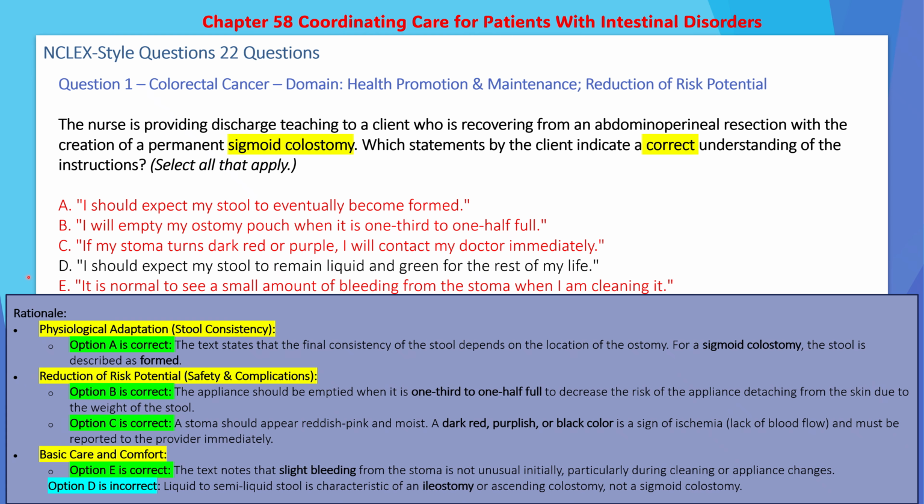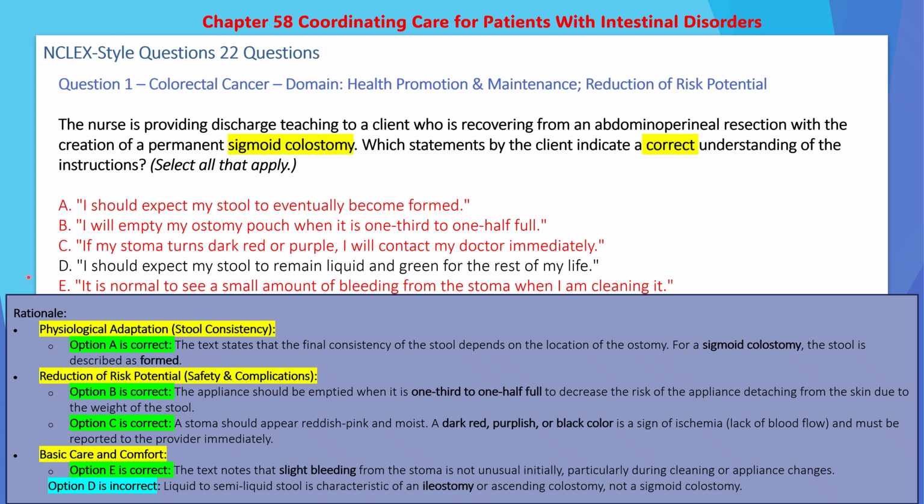And the rationale why option A is correct. The text states that the final consistency of the stool depends on the location of the ostomy. For a sigmoid colostomy, the stool is described as formed. And I explained this also in the key terms. I have pictured that. Reduction of risk potential, so safety and complications.